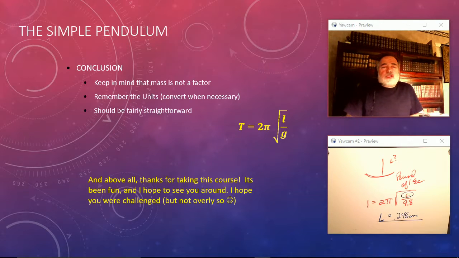So, in conclusion, keep in mind mass is not a factor. Remember the equation there. Remember your units. You might be getting something in minutes, lengths in centimeters. This equation needs the standard SI units. So this should be a fairly straightforward and fairly easy assessment for you. Very simple equation for the simple pendulum.